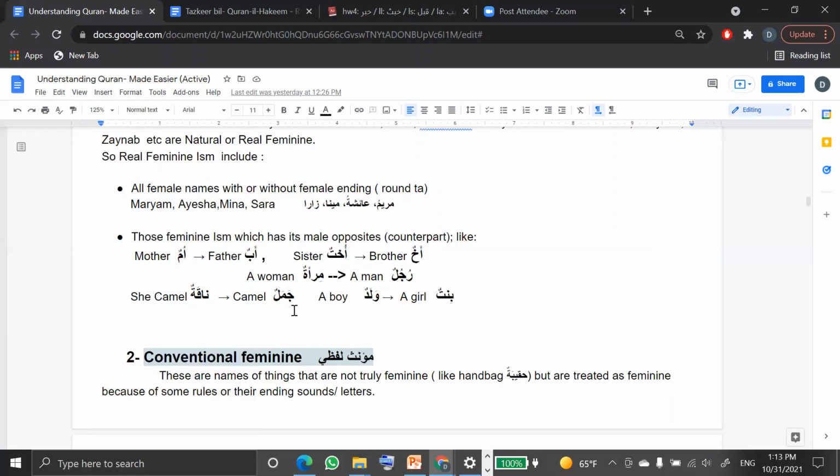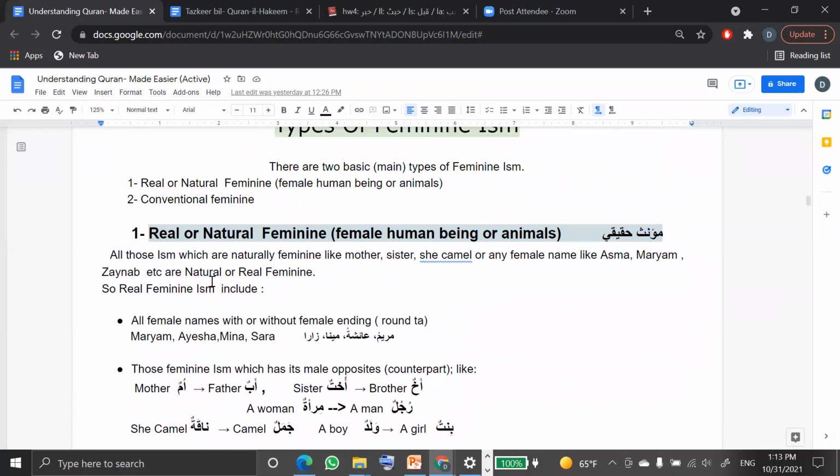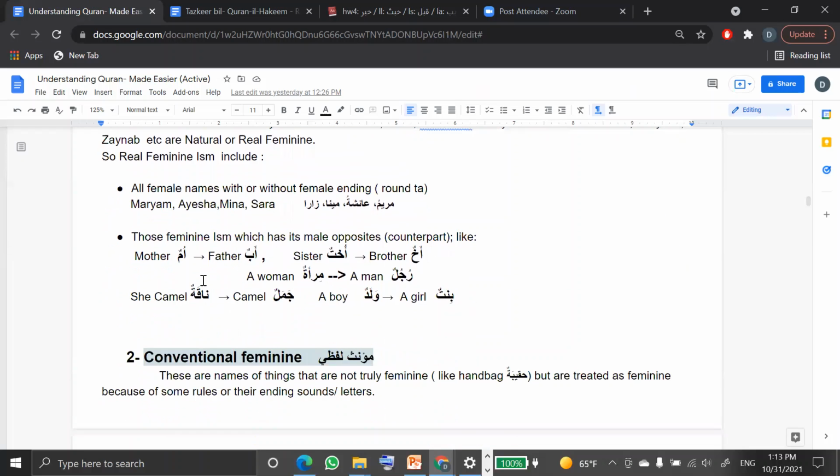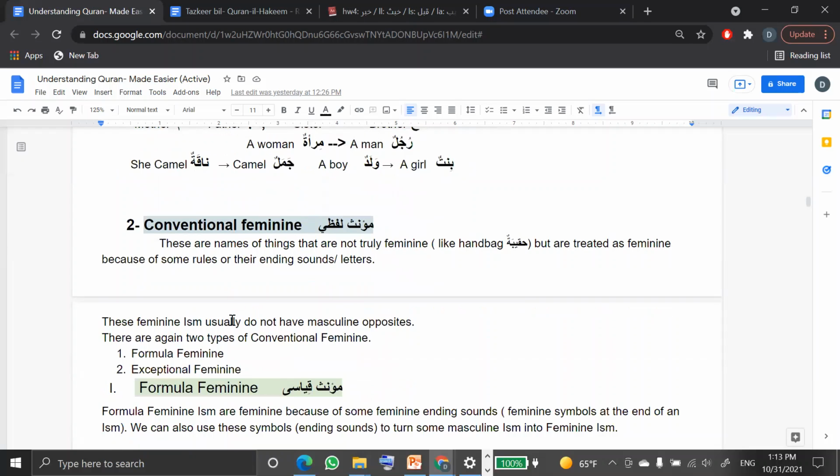Bakaratun is feminine also. So all female feminines, and all these isms related to female relations: ummun, ukhtun, bintun, right? So these are natural feminine. So if we are talking about real or natural feminine, it means there are some unreal or make-believe female, right? They are not naturally feminine, but they are considered feminine, right?